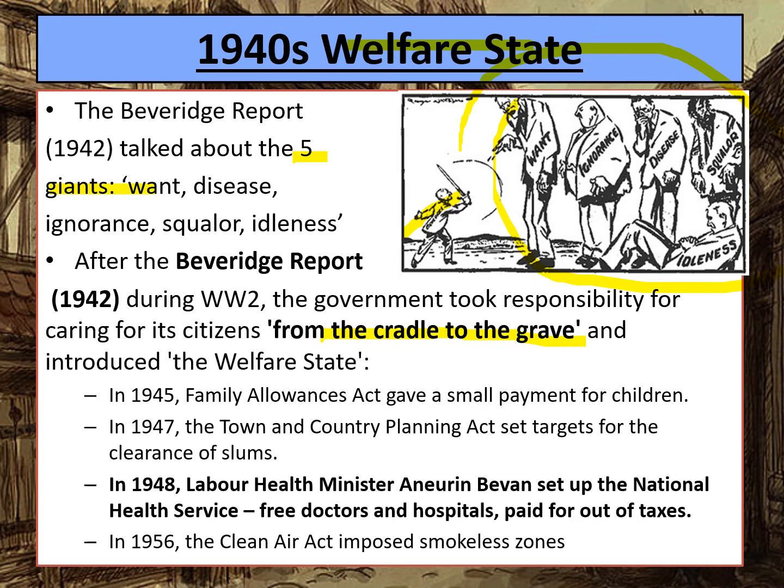For instance, in 1945, they passed something called the Family Allowances Act, which gave a small payment for children. They also did things in 1947, like passing the Town and Country Planning Act, which set targets for the clearance of slums.